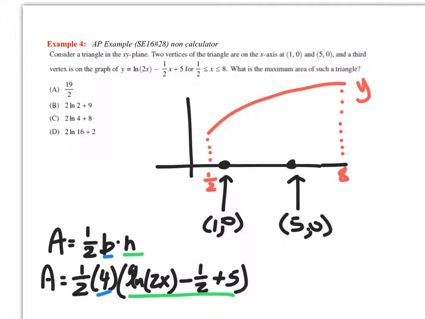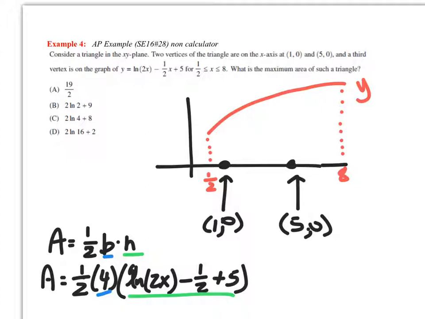All right, a lot going on this page, so let's consider a triangle in the xy plane. 2 of the vertices are on the x-axis at (1, 0) and (5, 0), as shown here. And a third vertex is on this graph, the graph of natural log of (2x minus 1) minus 1/2 x plus 5. Okay, so I just put a general sketch of this. I knew what it looked like. You may not, but you don't actually even need it.